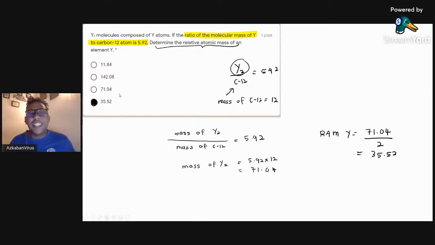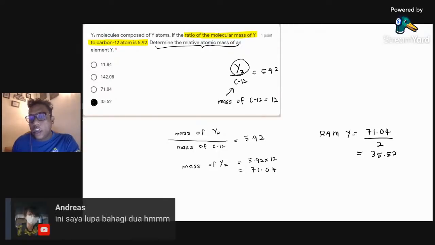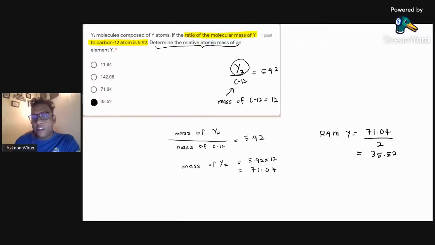Okay, soalan ni tricky sikit lah. Okay, ini yang saya lupa bagi dua tu. Banyak student, okay, banyak student dia lupa bahagi dua dekat sini. Okay, kita teruskan with the next one.